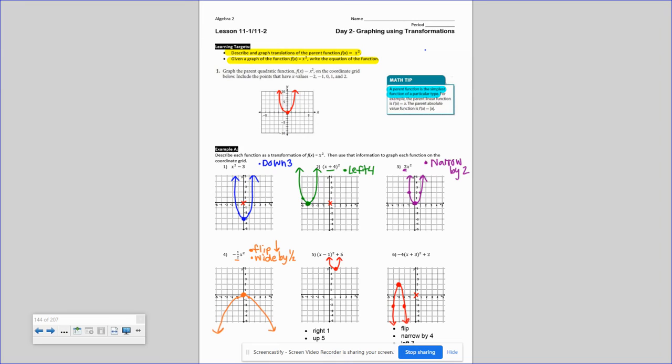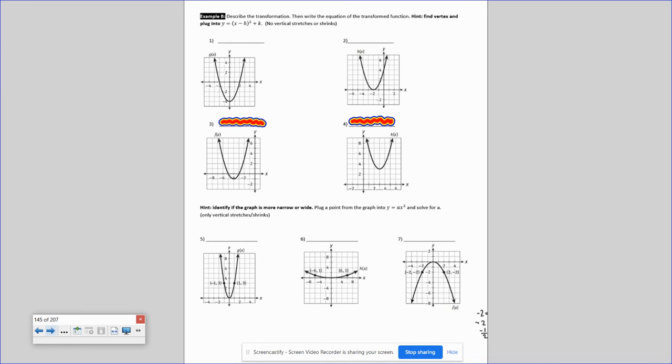Okay? So let's flip it to the back side now. We're going to look at kind of doing the reverse. So we're going to start with the graph and describe the transformations.